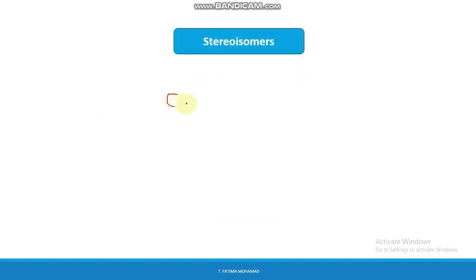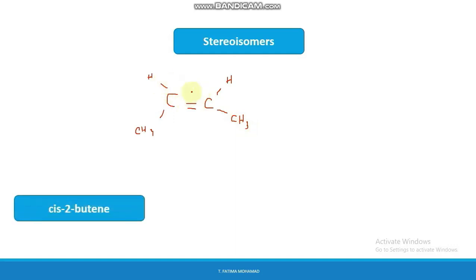Okay, so stereoisomers, I said we're going to use this one, and we have one H and one H, and we still have CH3 and CH3. These are called what? The hydrogen atoms are on the same side, so they are cis-2-butene, because 1, 2, 3, 4, so the double bond is between 2 and 3.